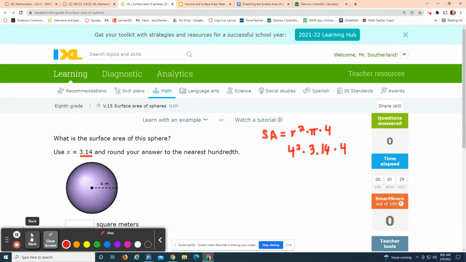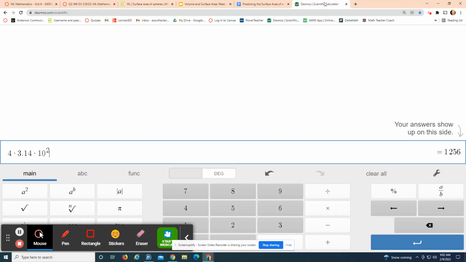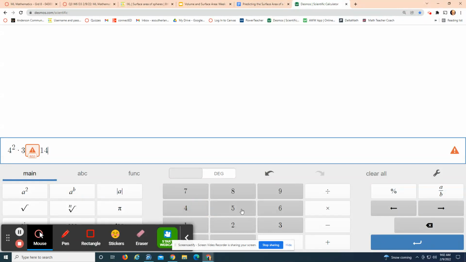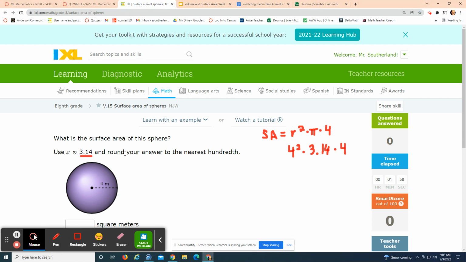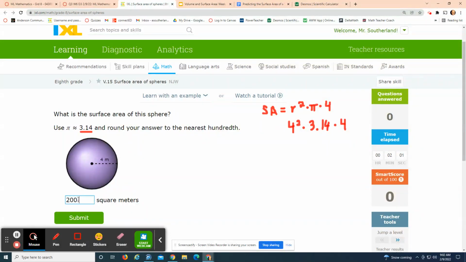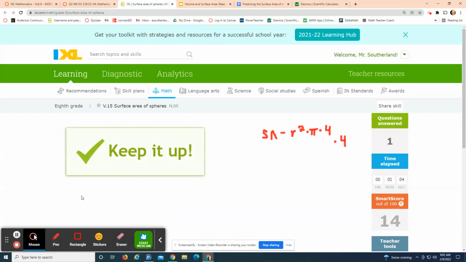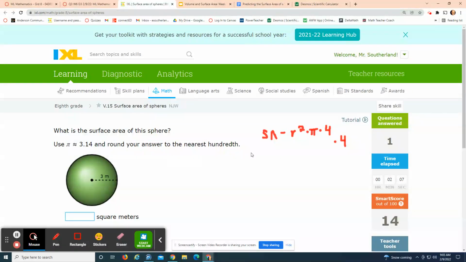I expect you to go to a calculator and type in 4 squared times 3.14. Times 4. And it's going to give you 200.96. And so you just go back to your Excel, 200.96. As you're doing these, you'll just keep doing it. Instead of having, we'd plug in 3 for the r, 3.14 for pi, and then times 4 again.